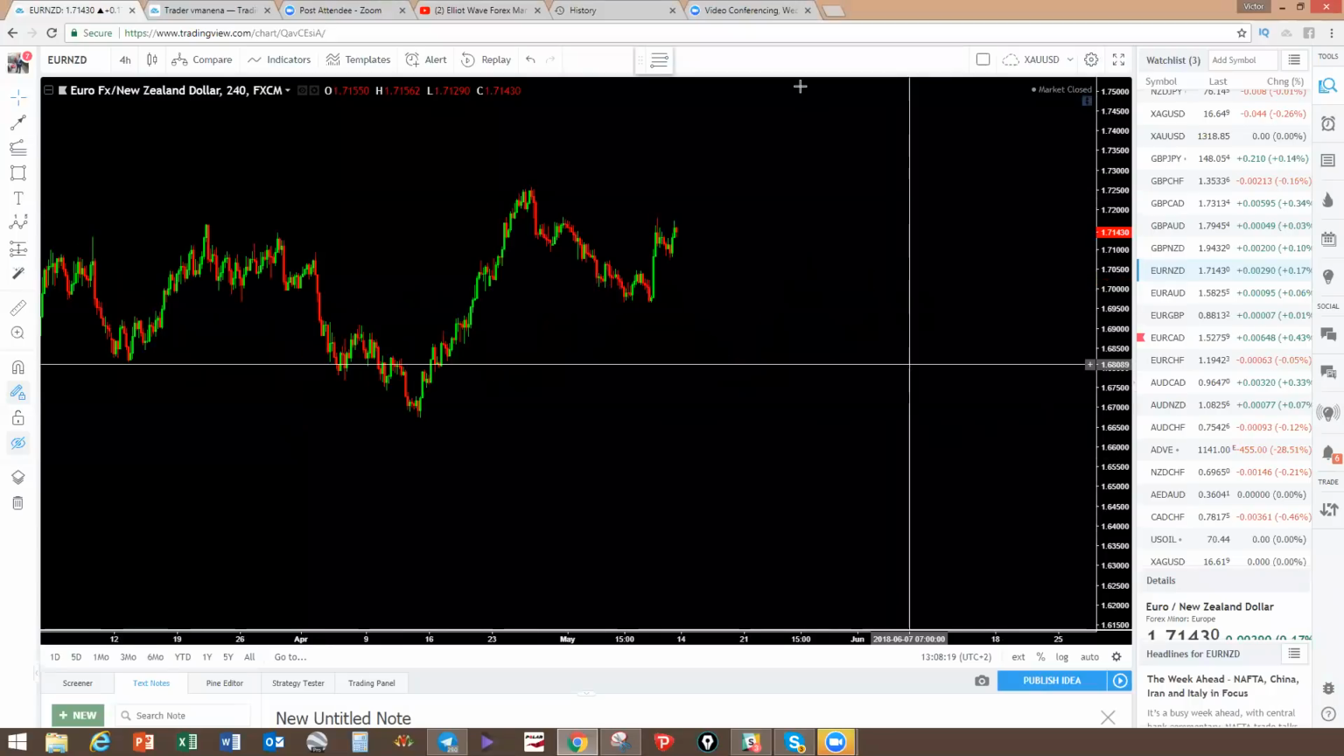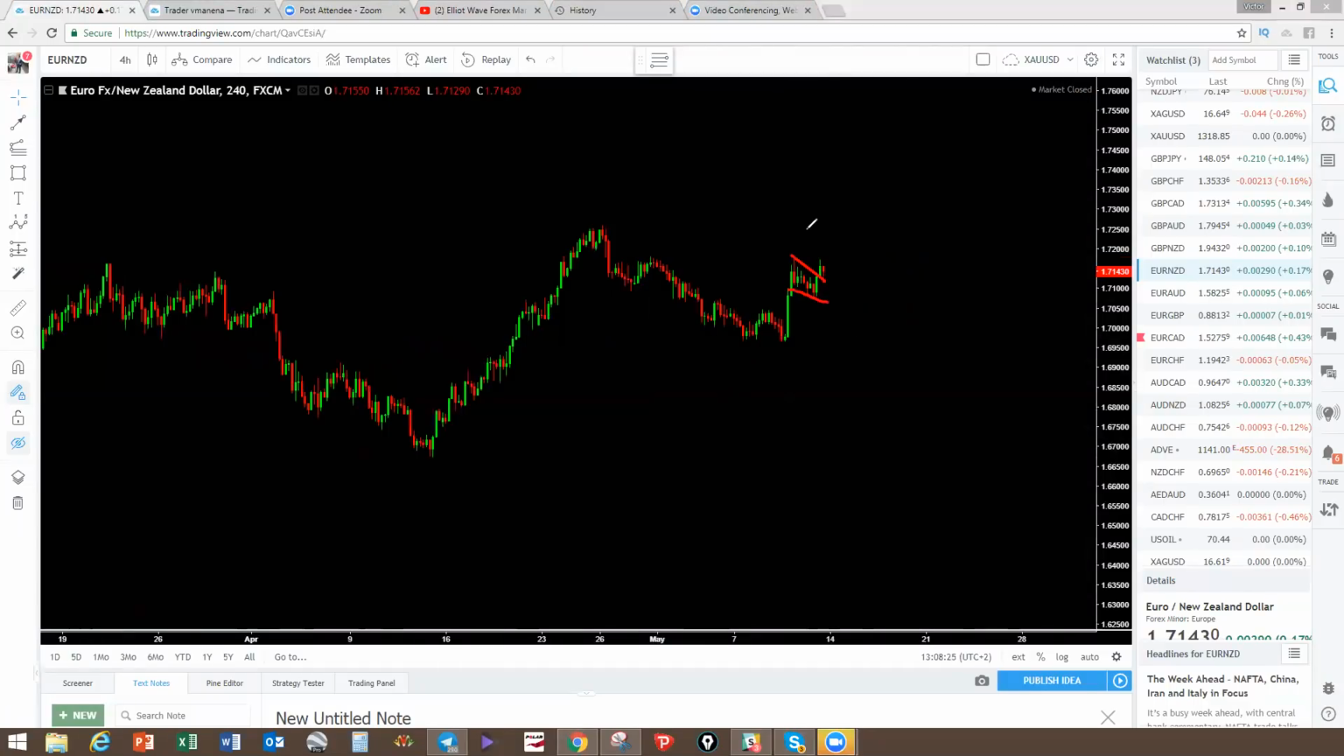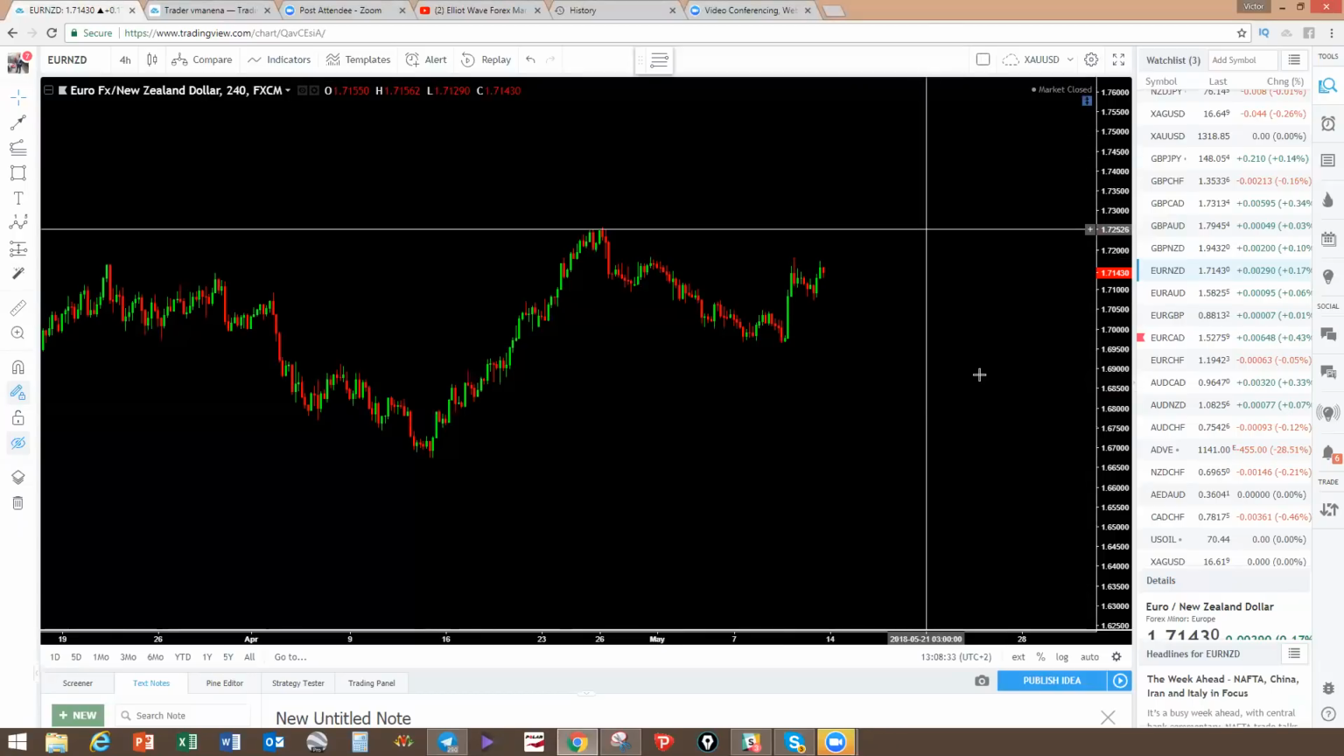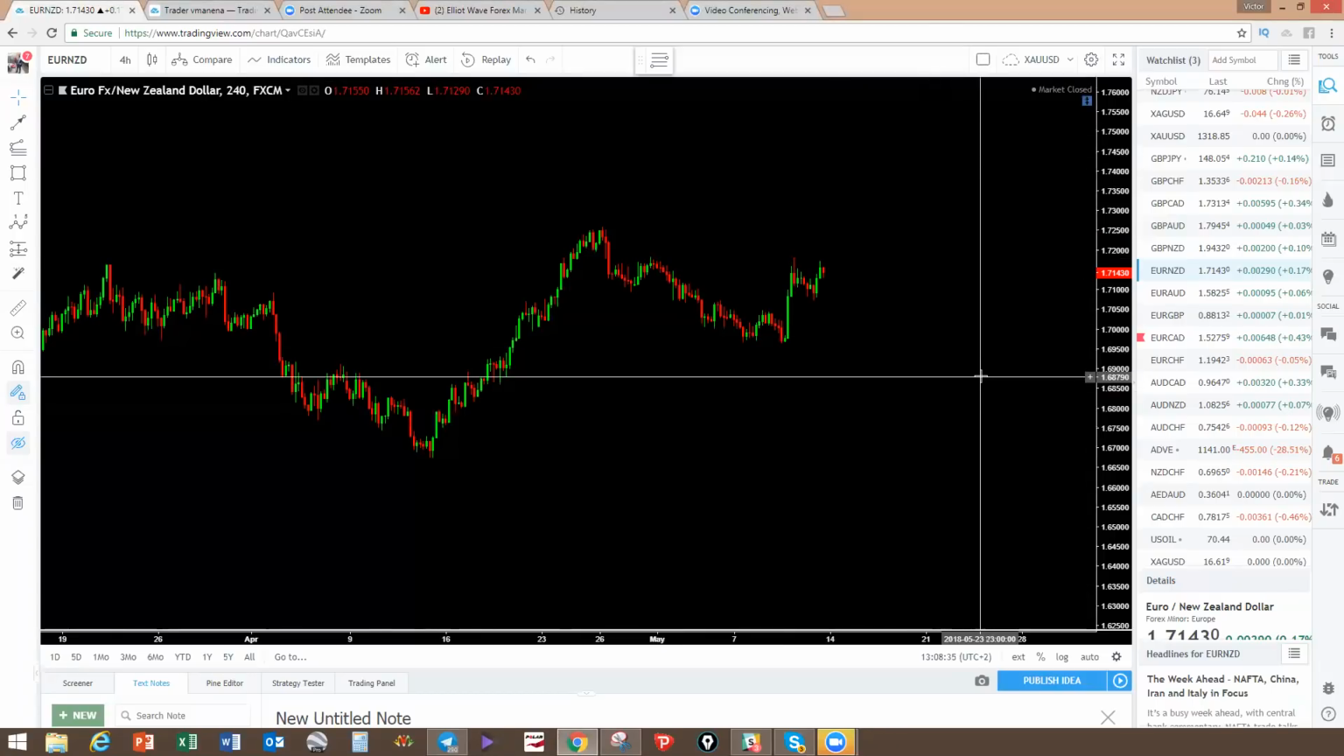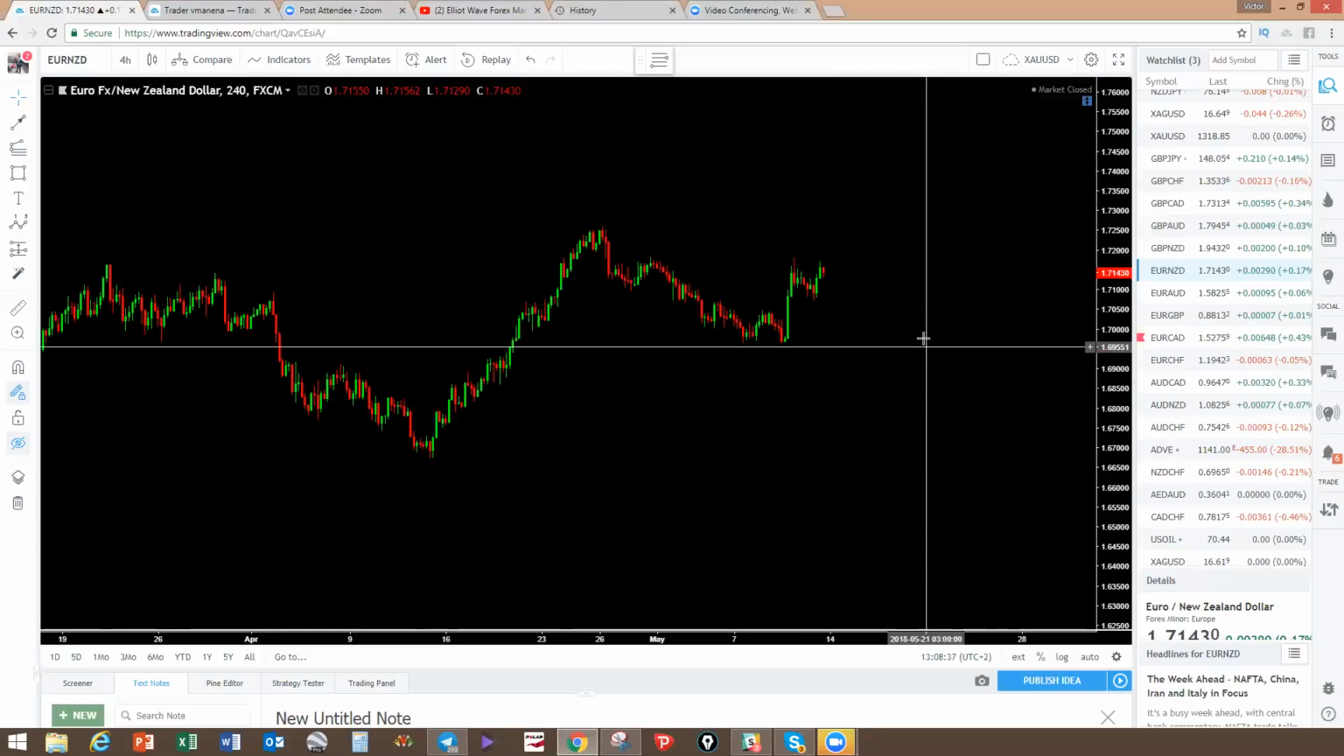Okay, clear corrective structure there. This one is still good to trade, to take at market open, but you're only targeting this level initially. Okay, that's Euro US dollar. Very important: I never take a trade without a stop loss.